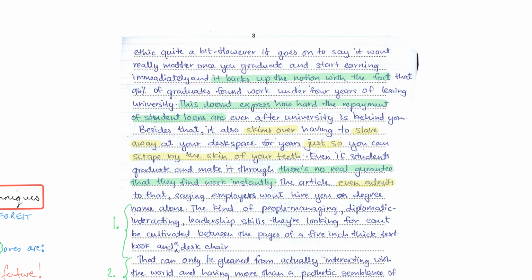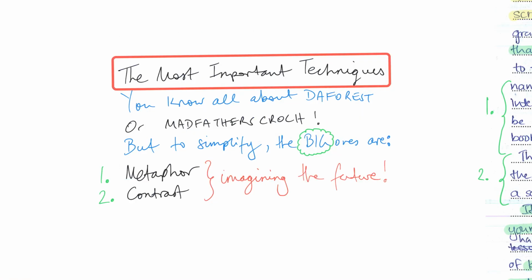Right, let's find out what my green and my yellow mean. So here I'm trying to show you the most important persuasive techniques. So you've probably all been taught something like DAFOREST. It's really popular amongst classroom teachers. I know Mr. Bruff teaches that. I teach in my other videos 15 techniques which I teach with the mnemonic Mad Father's Crotch.